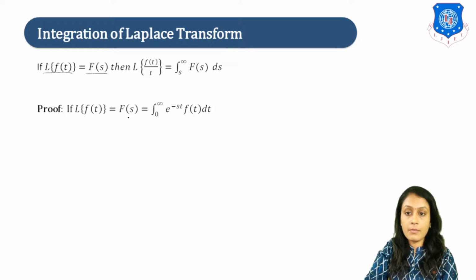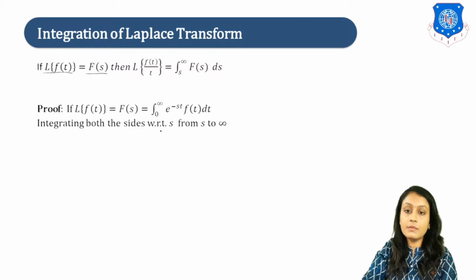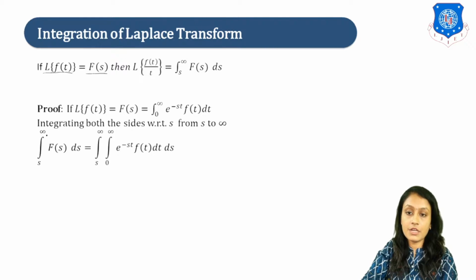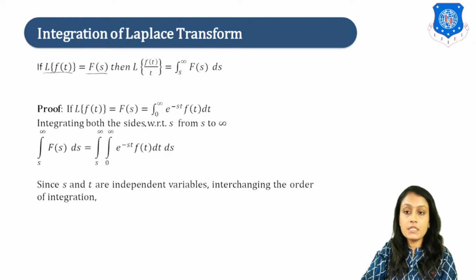If Laplace transform of f(t) is equal to F(s), and this is the main formula, that is integration 0 to infinity e^(-st) f(t) dt. Okay, now what we will do, we will integrate both sides with respect to s from s to infinity. So what you will get, integration s to infinity F(s) ds is equal to integration s to infinity integration 0 to infinity e^(-st) f(t) dt ds. Okay, just applying integration on both sides.